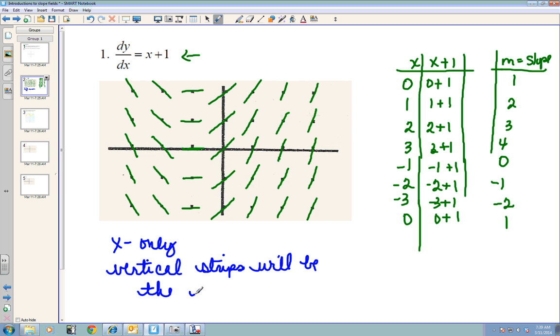So sometimes that's very helpful to know because if I just have an equation and I have to match up the graph of the slope field, sometimes I know that if I'm in terms of x only, I know to look for my vertical strips to all be the same. Okay, now let's look at another one.